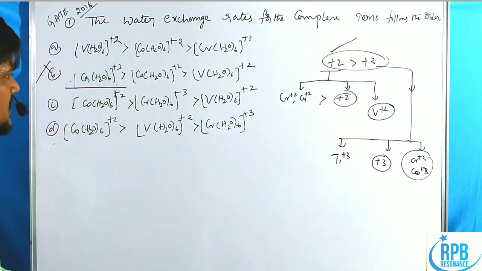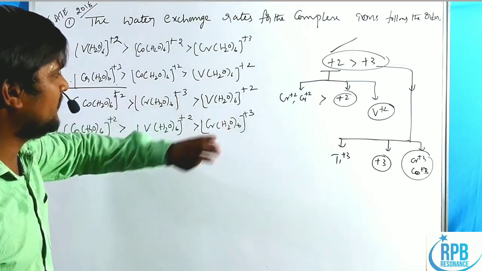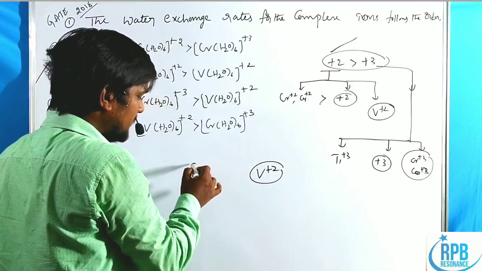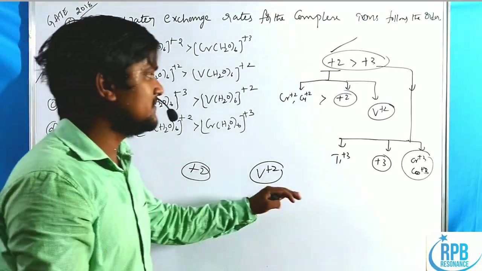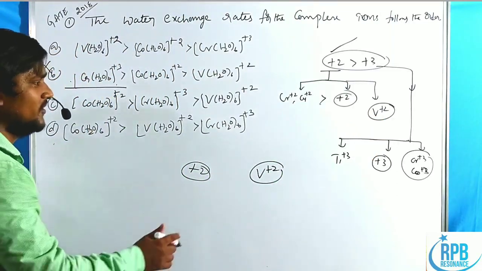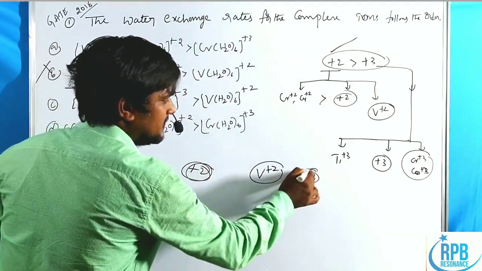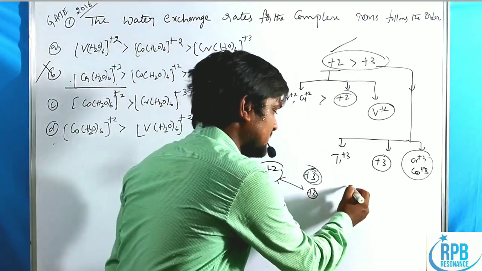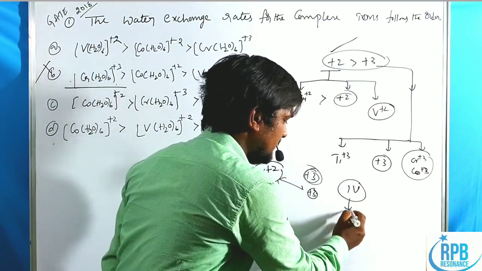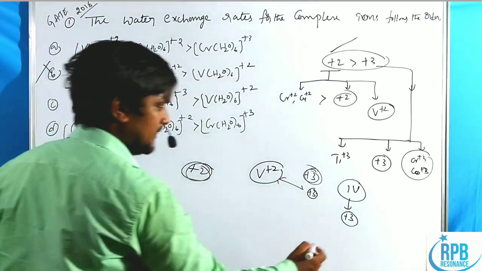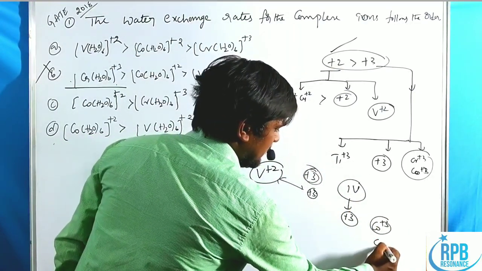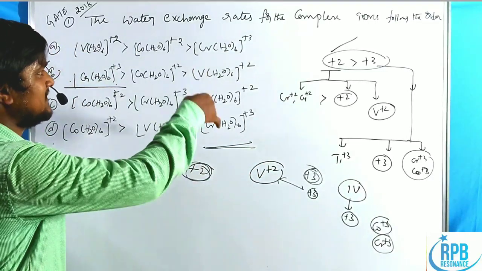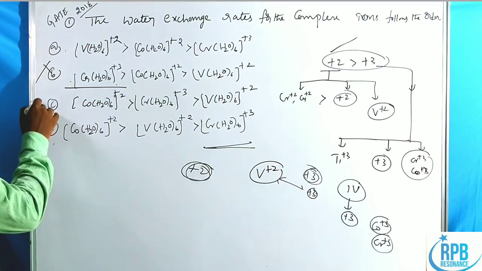Now let us go through the remaining options. Here cobalt plus 2, chromium plus 3, vanadium plus 2. Vanadium plus 2 is lesser than all the other plus 2 elements, but higher than the plus 3 elements. Vanadium plus 2 lies between plus 3 and plus 2. Plus 3 elements are of very low reactivity, very inert complexes. Cobalt plus 3 and chromium plus 3 show inert character, and chromium plus 3 is the least. So chromium plus 3 should be last, and option C is also eliminated.